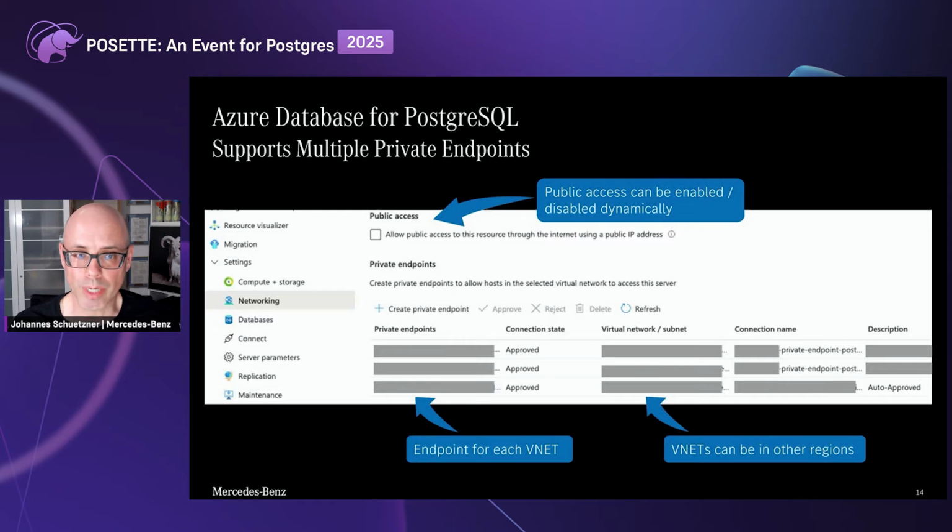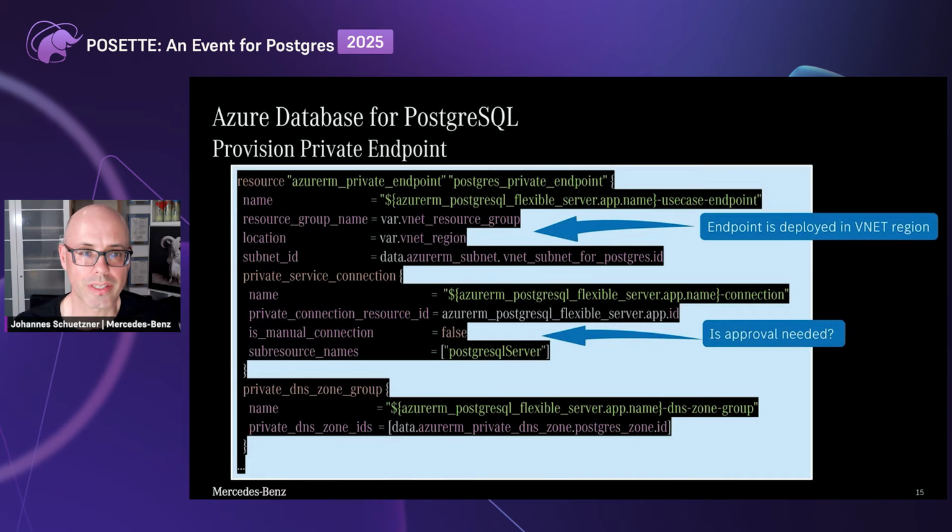At the bottom, you see the private endpoints. You can have multiple private endpoints, so for each VNet that should connect to your Postgres server, you can have one. And the VNets can also be in other regions, so there's no restriction there. So that's quite attractive, I think.